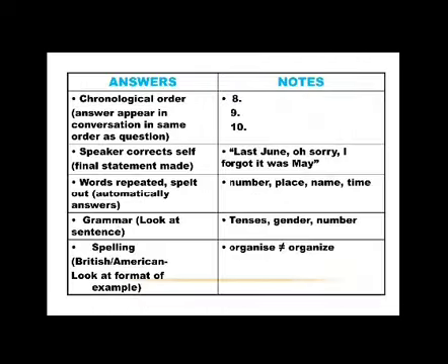Okay. Chronological order, some answers would not appear in order. So you consider 3 items all at once. Speaker corrects self. Last, sorry, I forgot it was May. So hindi na June yung sagot, May na yung bagong sagot. Words repeated, spell out, those are automatically answers.